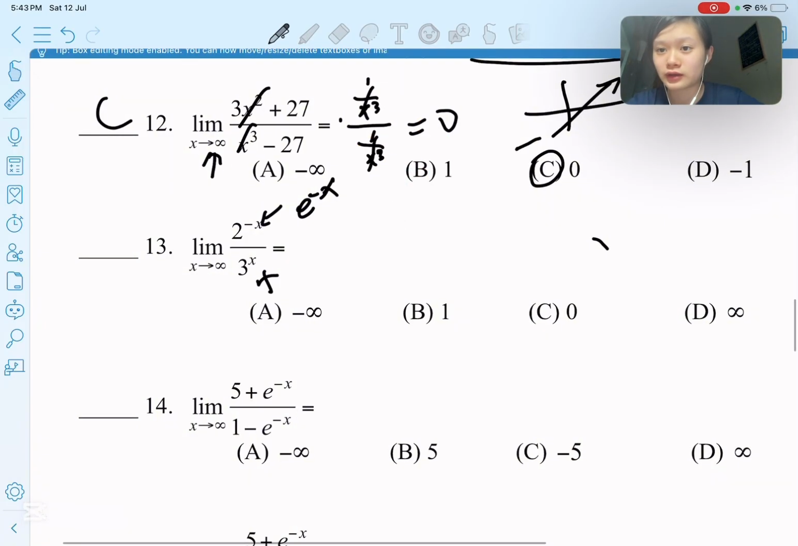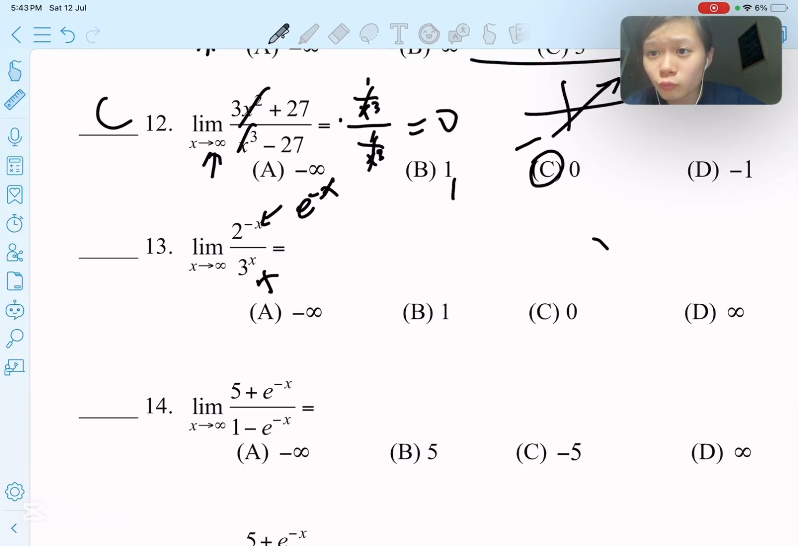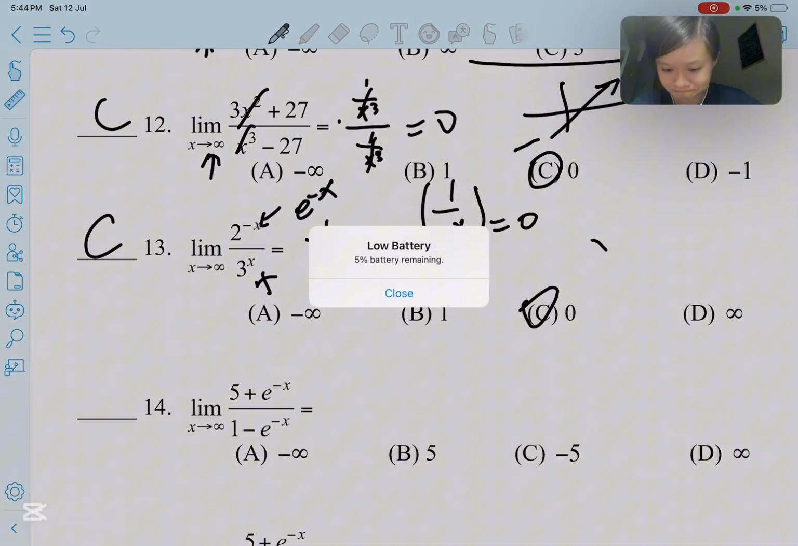So 2 to the negative x is just 1 over 2 to the x, and as x goes to infinity, this goes to 0. And then this is 3x as it goes to infinity, or 1 over 3x as it goes to infinity. This also goes to 0, so it's C, 0.